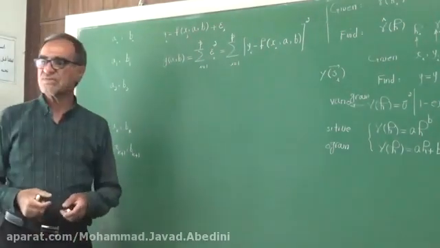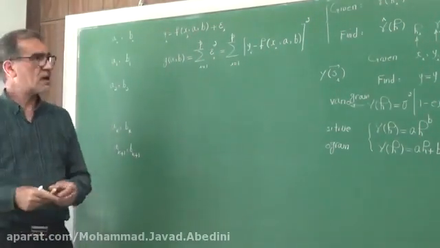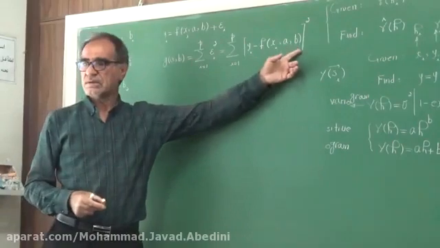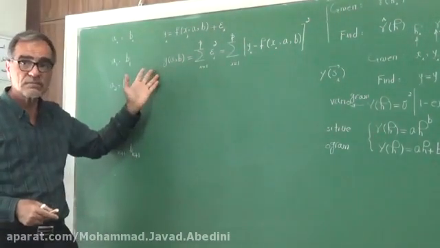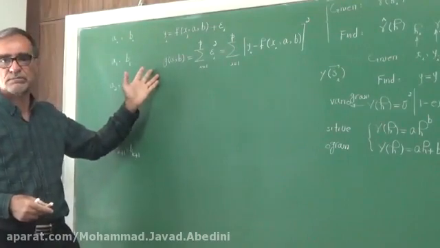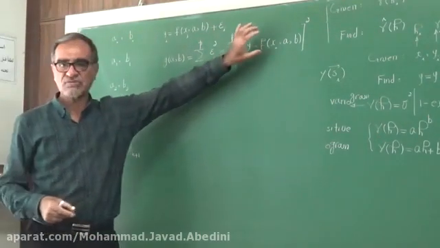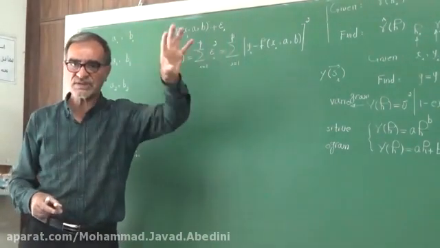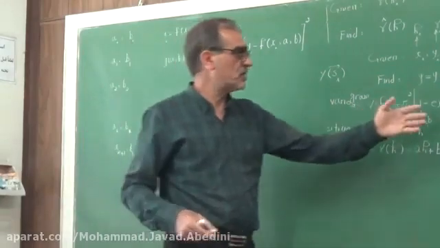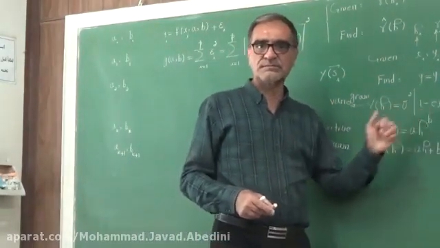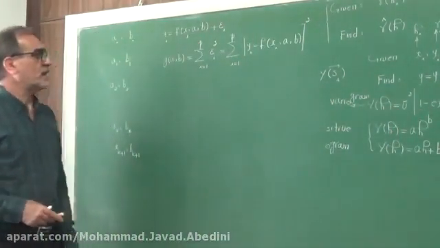This is my objective function. And I have to obtain A and B so that G will become minimum. Of course, I have to know F. I have to create my functional relationship, which means that I have to identify this.